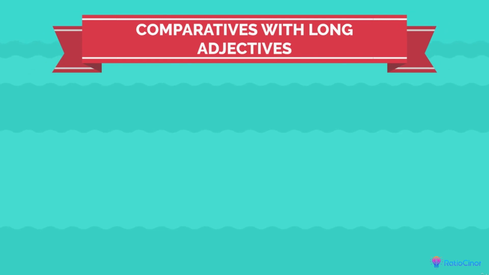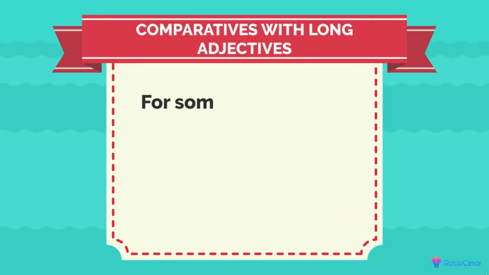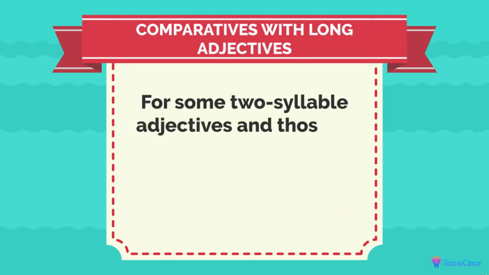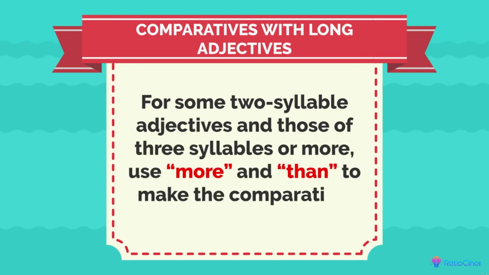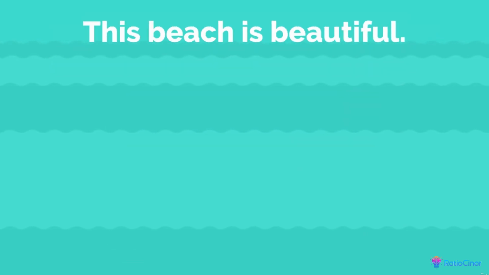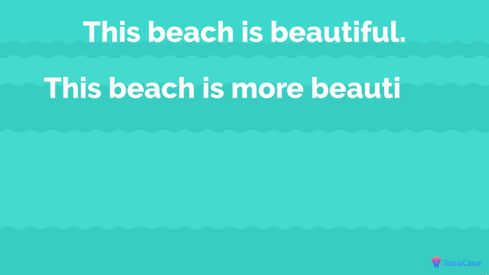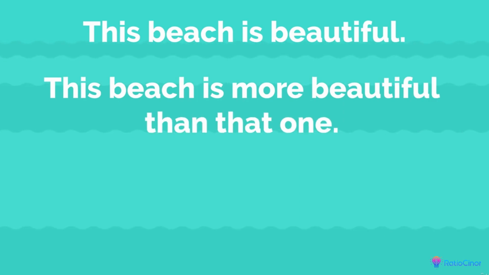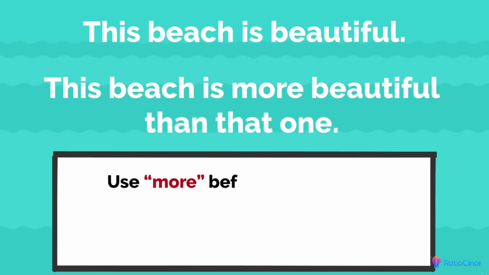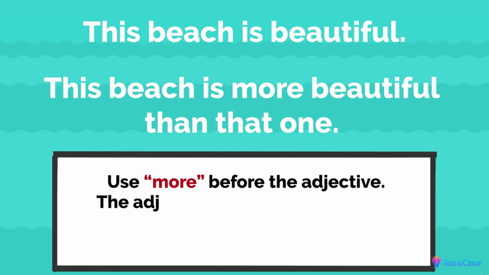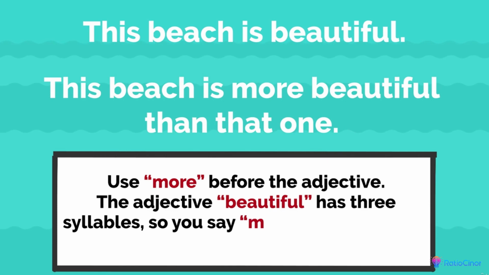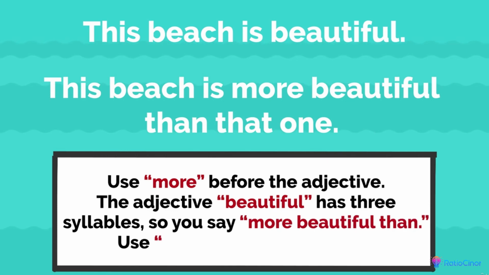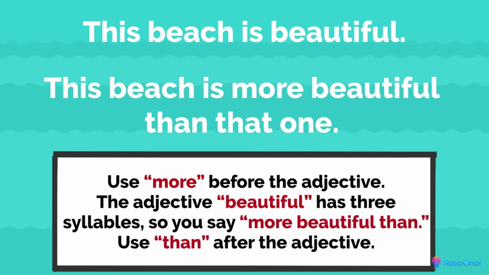Comparatives with long adjectives. For some two-syllable adjectives and those of three syllables or more, use more and than to make the comparative. This beach is beautiful. This beach is more beautiful than that one. Use more before the adjective. The adjective beautiful has three syllables, so you say more beautiful than. Use than after the adjective.